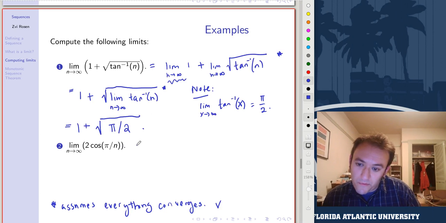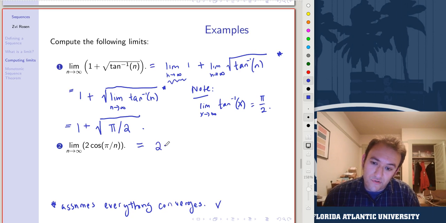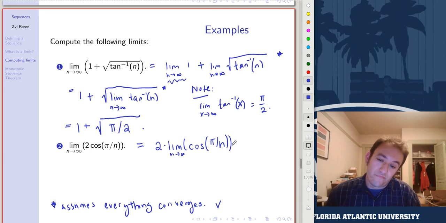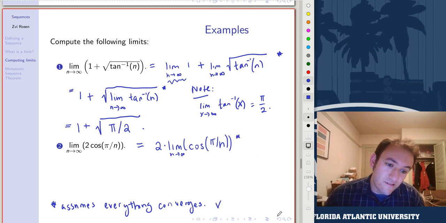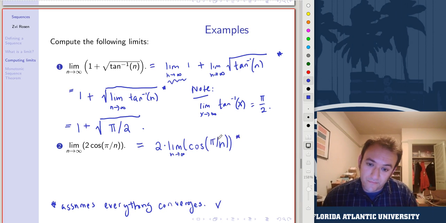Okay, now let's do one more. So we're taking the limit as n approaches infinity of 2 times cosine pi over n. This is 2 times the limit, as n goes to infinity, of cosine of pi over n. Okay, again, this requires that this sequence actually converges.